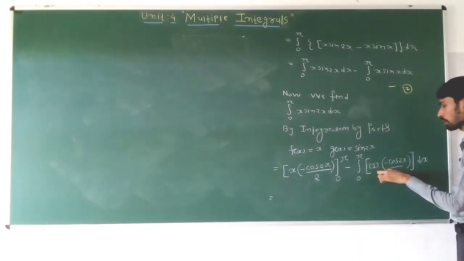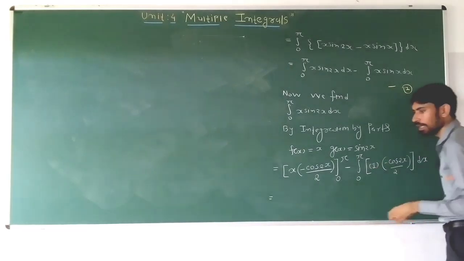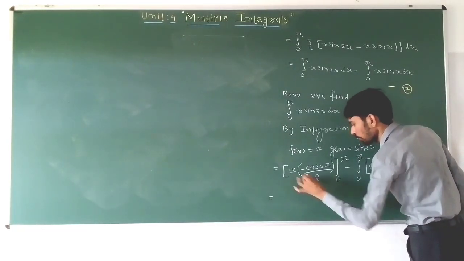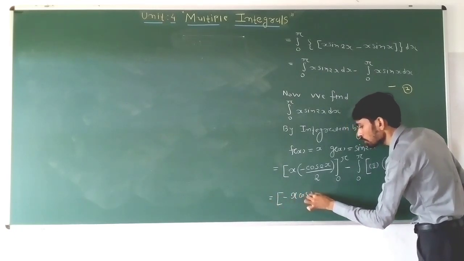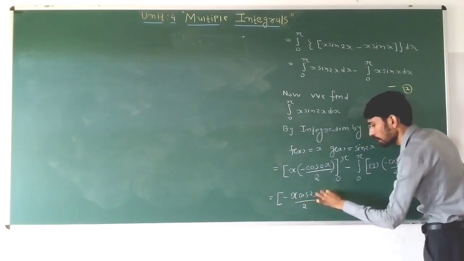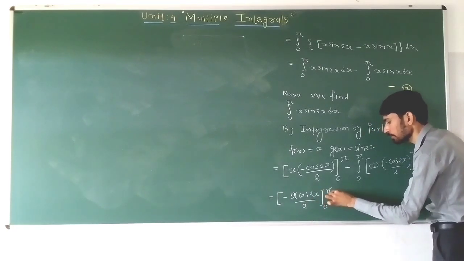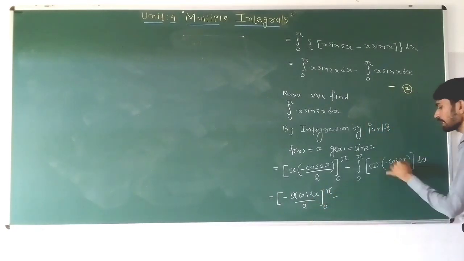First of all, here we solve this integration. After that we will apply the limit in both the terms. So our term becomes minus x cos 2x by 2, and limit is 0 to pi, minus, here we are doing the integration of this.